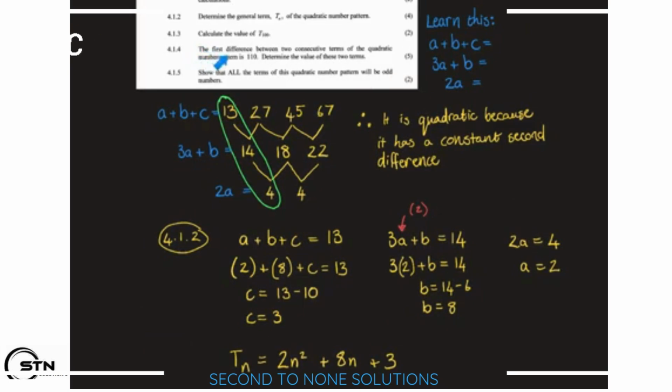The next question, 4.1.4, says the first difference between 2 consecutive terms of the quadratic number pattern is 110. Determine the value of these 2 terms. Okay, the first difference is going to be the number that's happening in that first line. So it's the first level of differences and then the second level of differences. This one's a bit complicated, and it's complicated because we've got to try and find the pattern that's happening in that first difference.